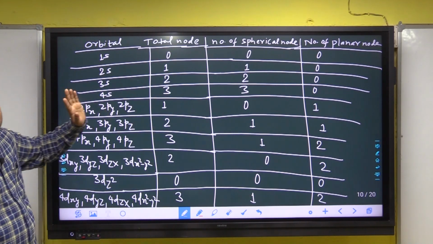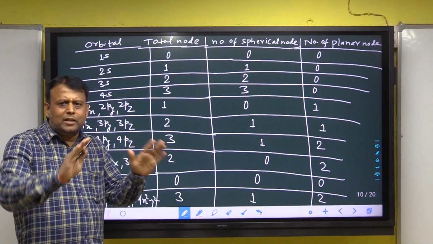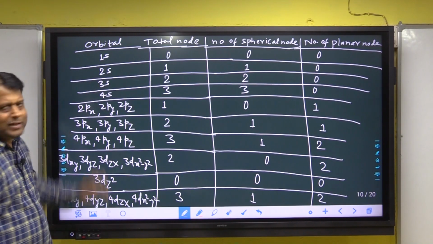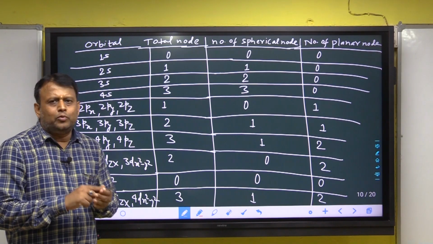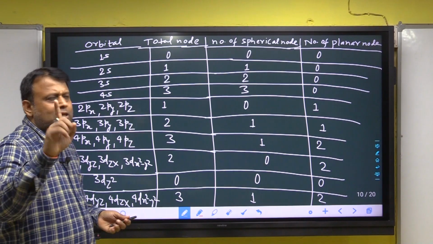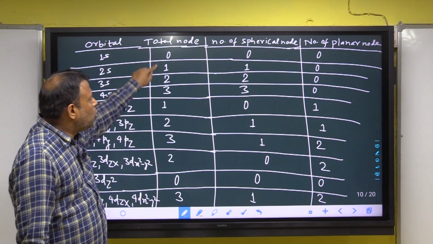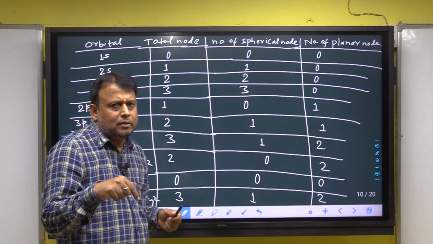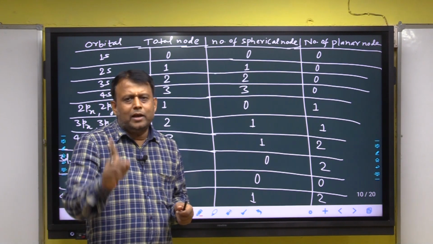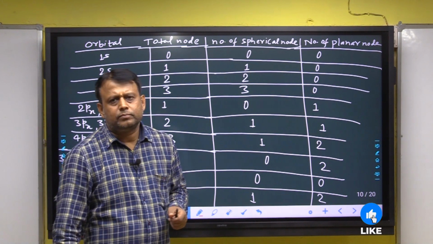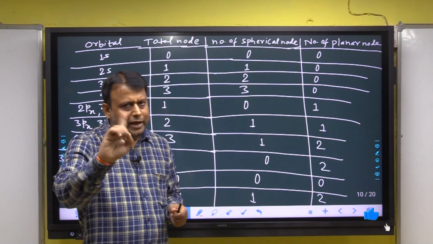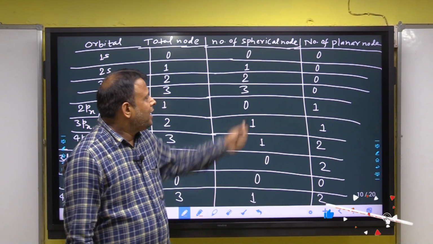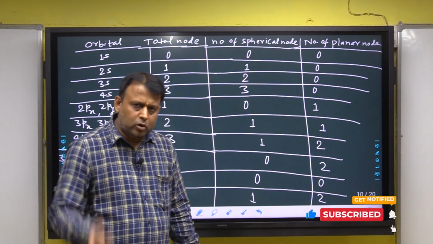So 1 minus 1 is 0. When total is 0, that means radial 0 and planar 0. Now 2s: n minus 1, that is 2 minus 1, which is 1. So for 2s the total node is 1, and which one is it? Since s has no planar node, the 1 is radial for 2s.